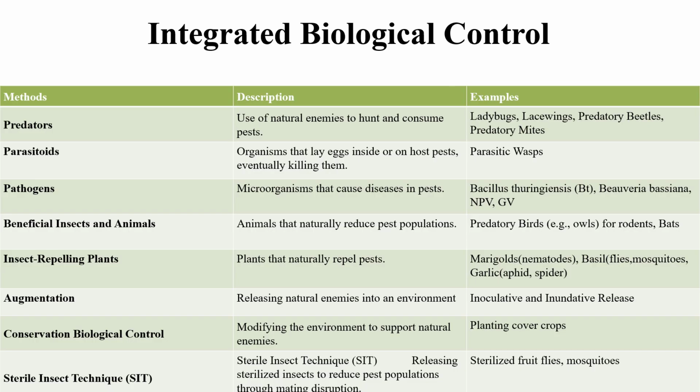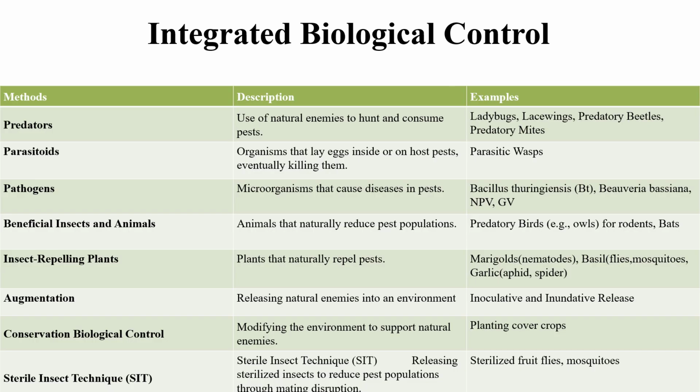Insect repelling plants are plants that are used to repel specific pests which ultimately will reduce your crop yield. For example, nematodes are repelled by marigolds, flies and mosquitoes by basil plants, and aphids and spiders are repelled by garlic.